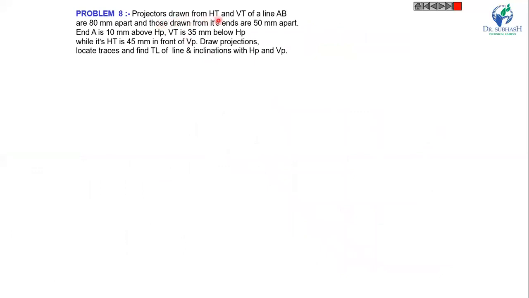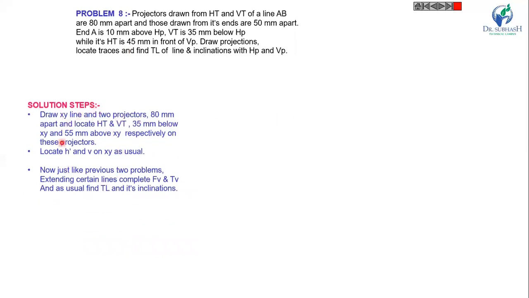Projectors drawn from HT and VT of a line AB are 80 mm apart, and those drawn from its ends are 50 mm apart. A is 10 mm above HP, VT is 35 mm below HP, while its HT is 45 mm in front of VP. Draw projections, locate traces, and find the true length of the line and inclinations with HP and VP. Projectors drawn from HT and VT of line AB are 80 mm apart.